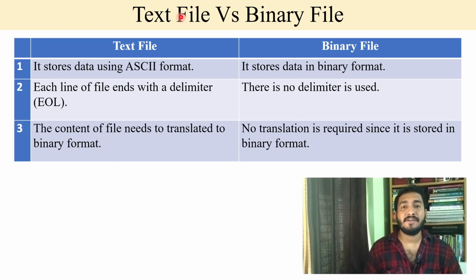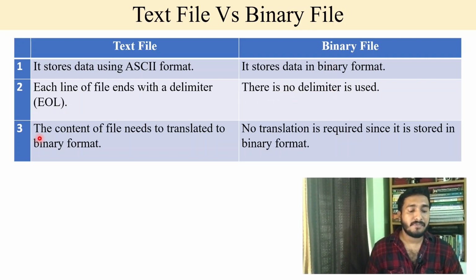So what are the differences between binary file and text file? Text file stores the data using ASCII format. Binary file stores the data in binary format. In text file, each line of the file ends with a delimiter. It can be EOL or it can be EOF. There is no delimiter in case of binary file.